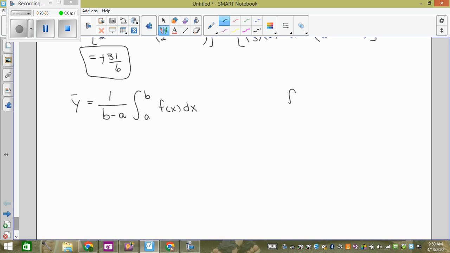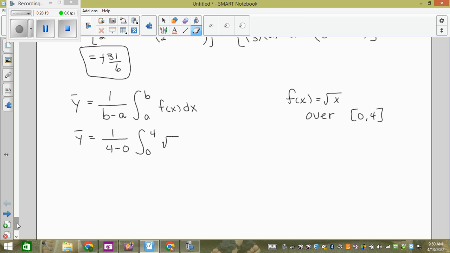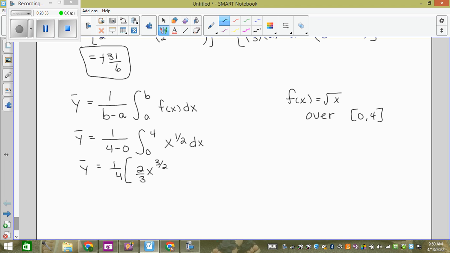Okay, so the average value of f of x equals square root x over 0 to 4. So we'd fill in y bar equals 1 over 4 minus 0, integral from 0 to 4 of square root x. I don't want to write it as square root x, I'm going to write it as x to the half, dx. So we get y bar equals 1/4, and then x to the half becomes x to the 3 halves, divide by 3 halves is 2/3 in front, plus c, from 0 to 4.